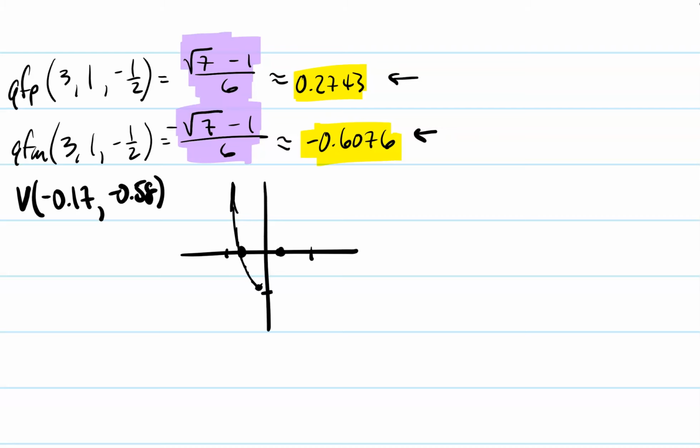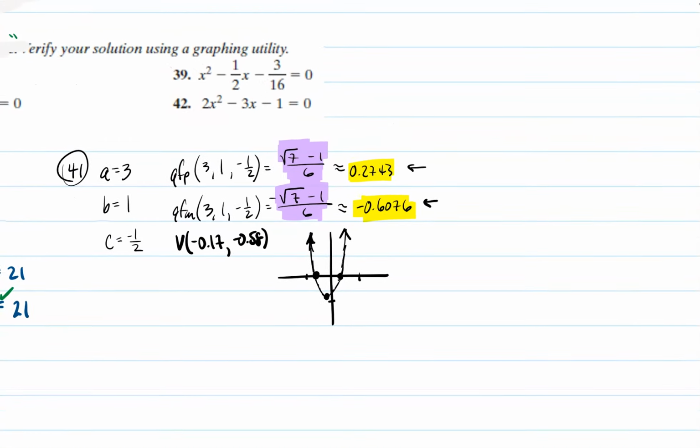This U-shaped parabolic graph should look something like this. It's going to have to open upwards in order to connect this vertex with the other two coordinates that live on the graph.